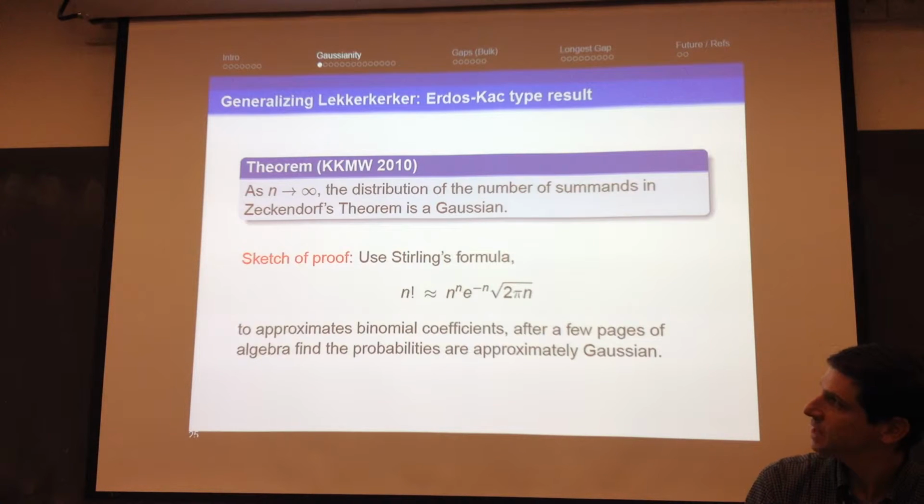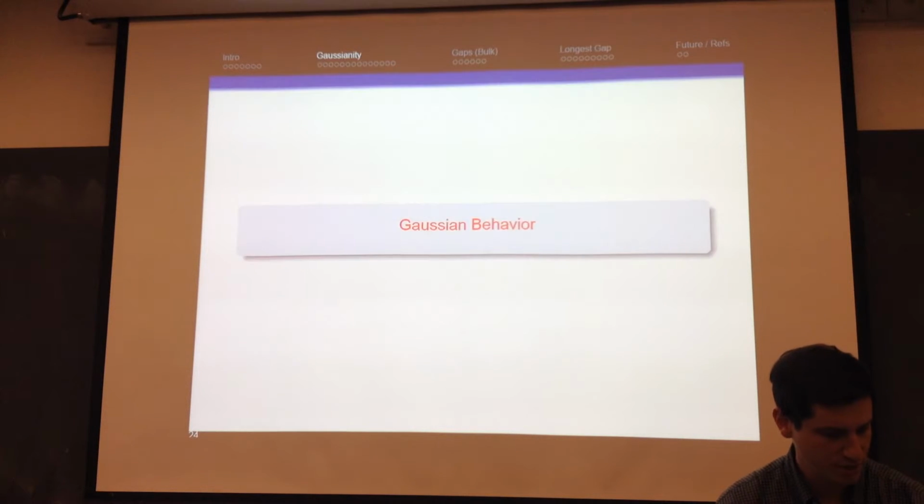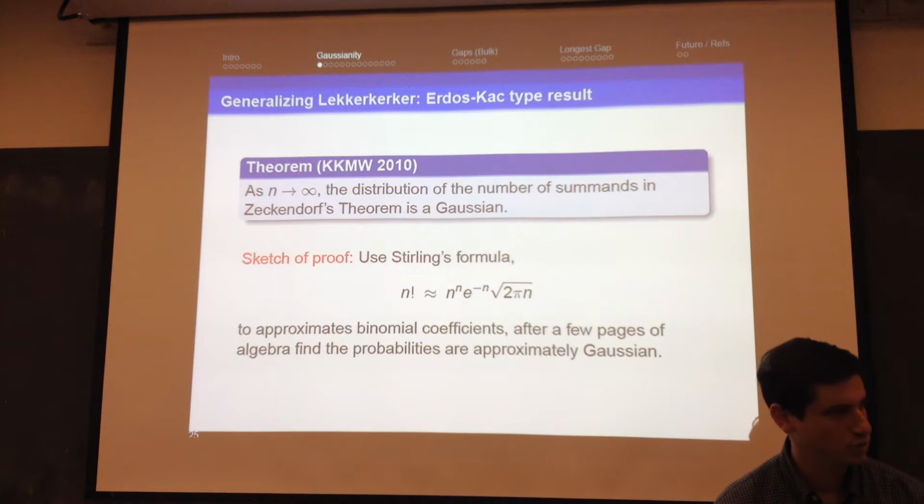My students proved this back in 2010. And the proof basically is just use Stirling's formula and show that n minus k choose k minus 1 converges to the density of a Gaussian.